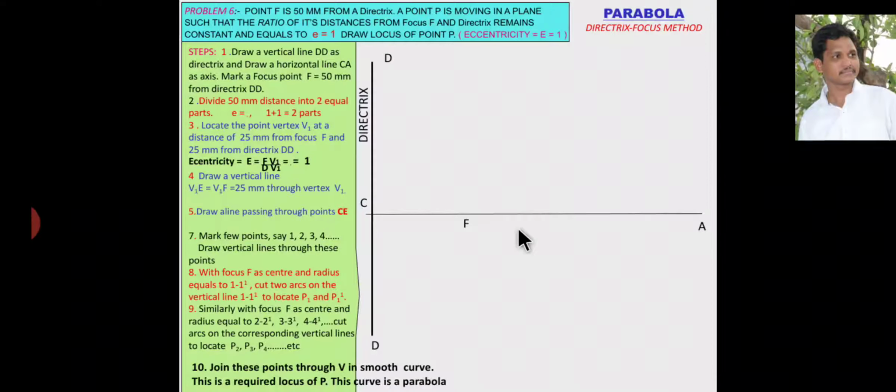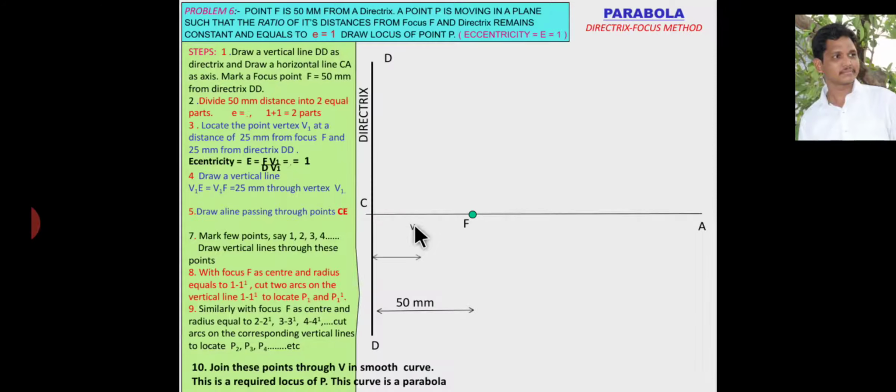Then mark a point F on the axis CA line. Mark point F at a distance of 50 mm from the directrix. From the given data the distance between focus and directrix is 50 mm, so you have to mark point F at a distance of 50 mm from the directrix. Then divide this CF line into 2 equal parts, because here the eccentricity is equal to 1.